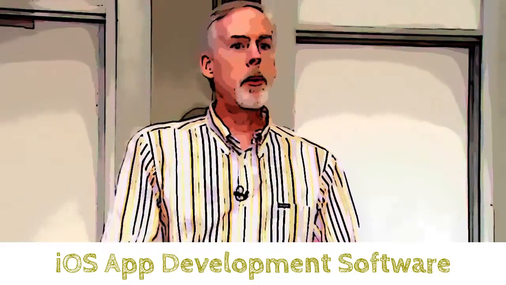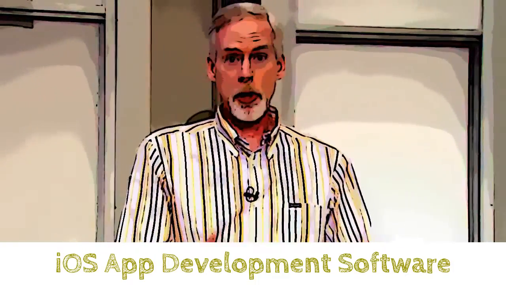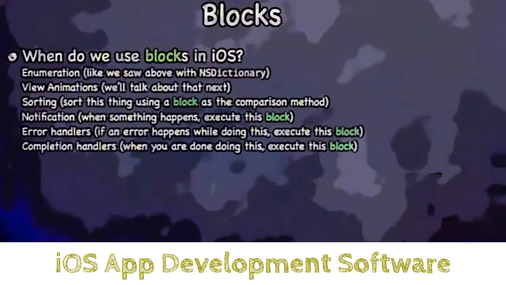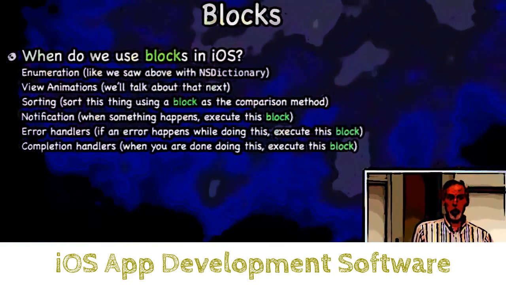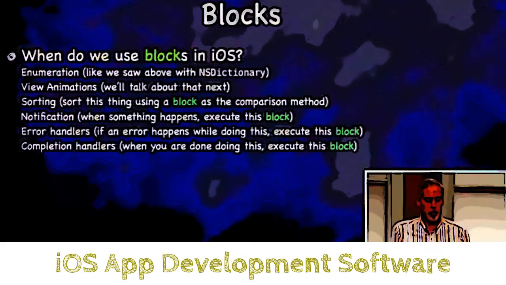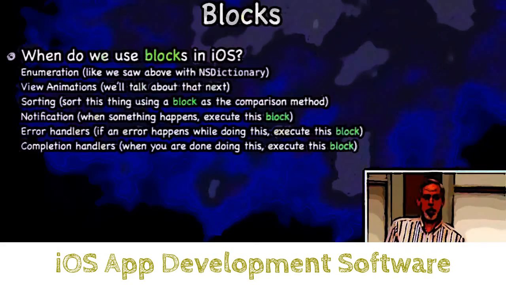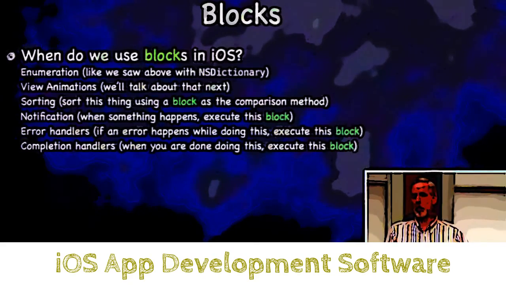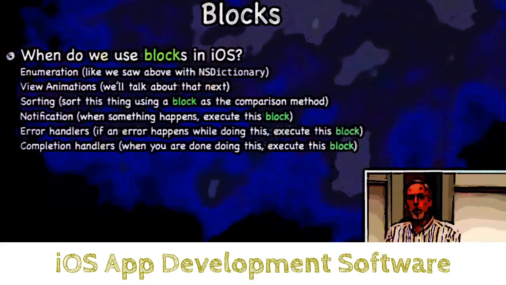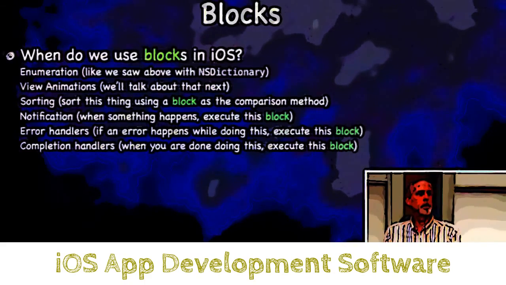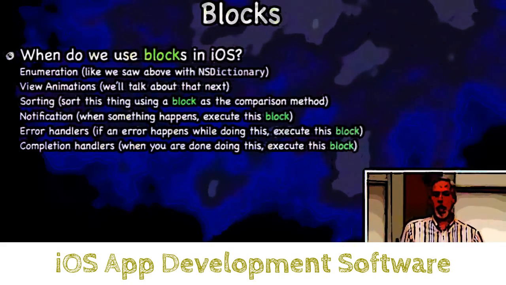So when do we use blocks in iOS? We use them for enumeration. You saw that dictionary enumerate keys and values. We use it a lot for enumeration. We use it for view animation. I'm going to do the whole rest of this lecture, and the start of next lecture, about that. We use it for sorting. There are messages you can send to arrays like, sort this array and use this block to compare two objects in the array. Notifications, right?